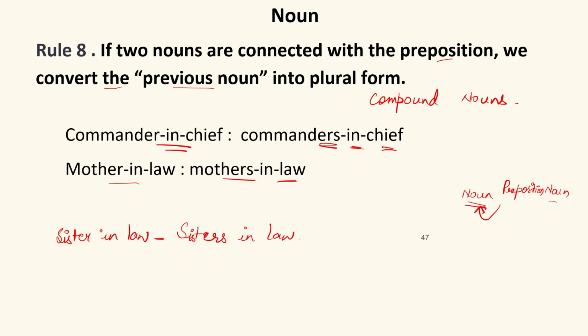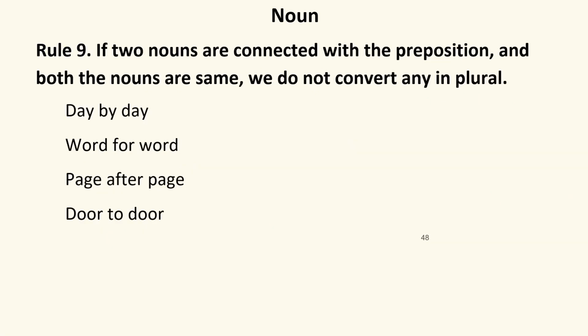There are various other compound nouns like prime minister. We convert the word prime minister into plural form as prime ministers. But if two nouns are connected with each other with the help of a preposition, we do the change only in the first noun.